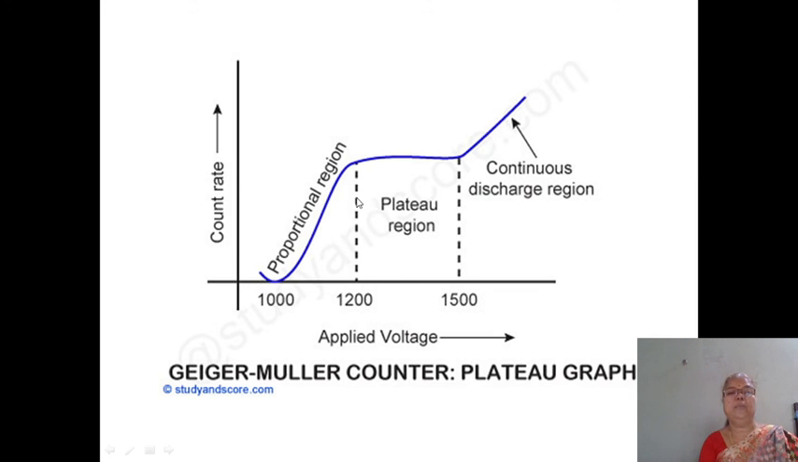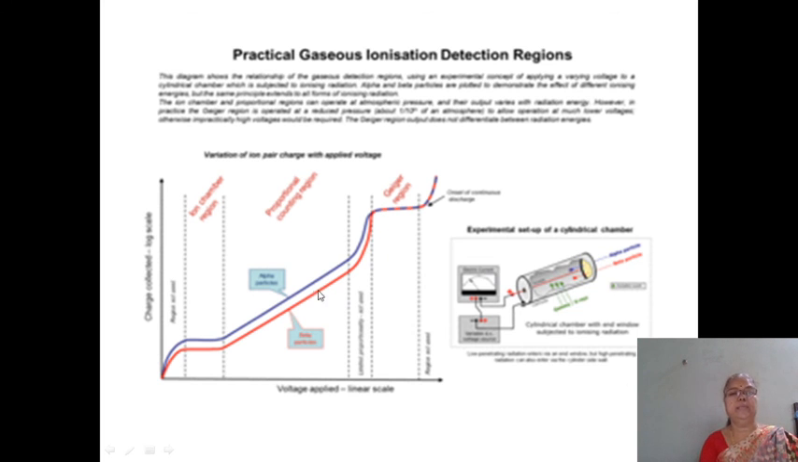When the potential of the cylinder lies in between, at that time we can have the Geiger plateau, which is also called the plateau region. Then the same diagram here, and this is the Geiger-Müller G.M. counter explanation.